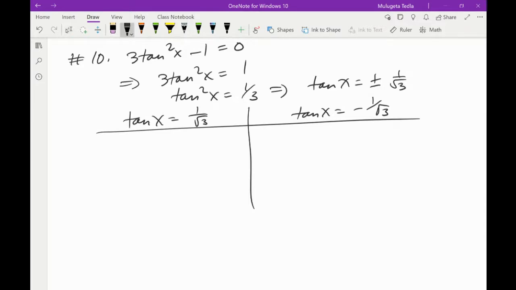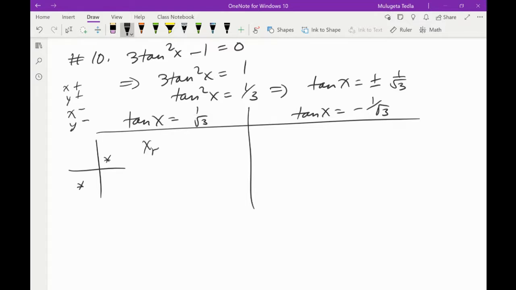So what is the reference angle? Tangent is positive in the first and third quadrant, because tangent is positive when x is plus and y is plus, or when x is minus and y is minus. Here in the first quadrant, x and y are positive. In the third quadrant, x and y are negative. So we expect tangent to be positive.